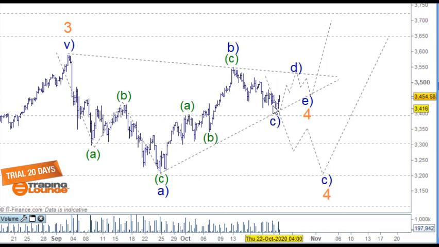So the bias, once we've got this top and this low here, once we're above the 61.8%, then we can rule out this one, and then we can be pretty much sort of bullish from that point onwards, but we need to get there first.